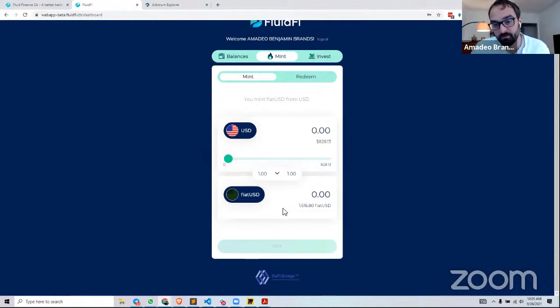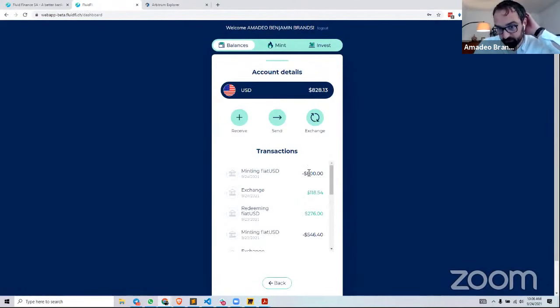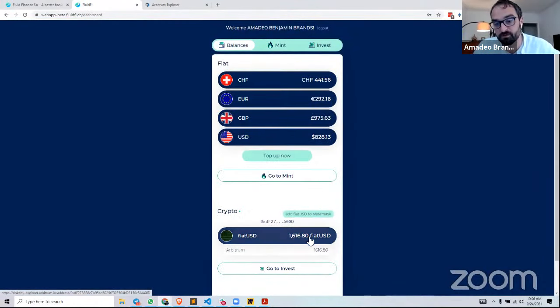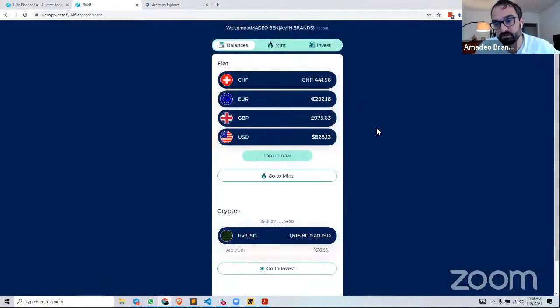As you see, it's very fast. Arbitrum is really amazingly fast and it works very well. You can see here, we have now minted 800 fiat USD. We can see $800 is minted from our bank account, and we have a higher fiat USD balance. We can also see that here on chain. So we can inspect everything on chain.